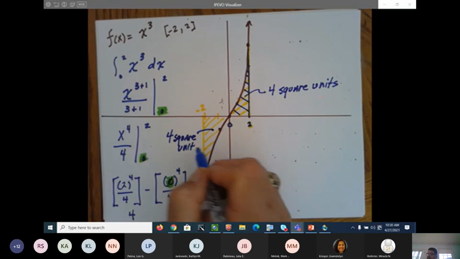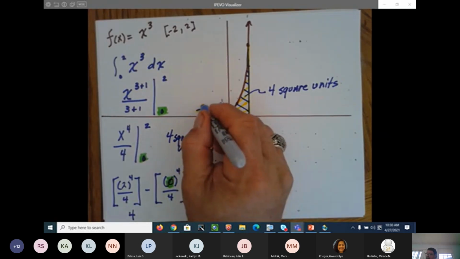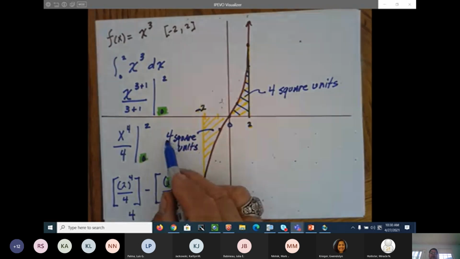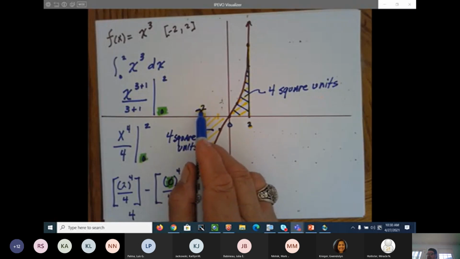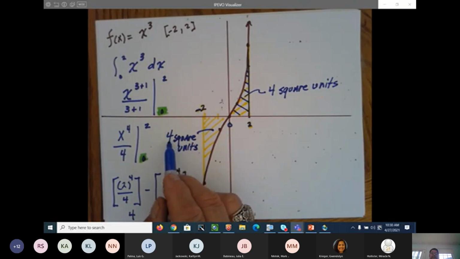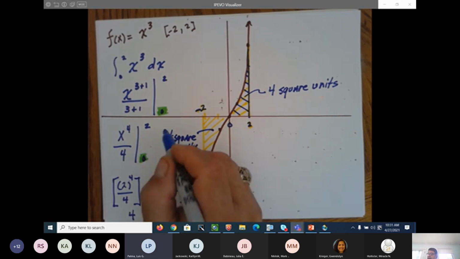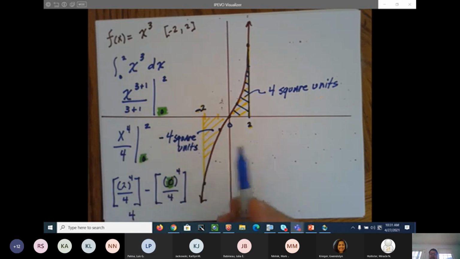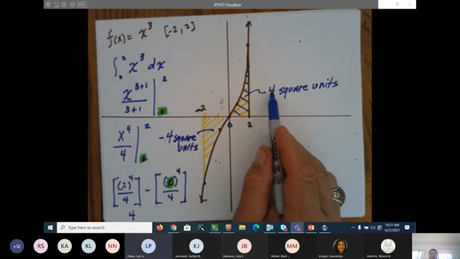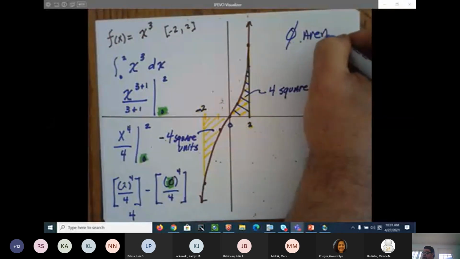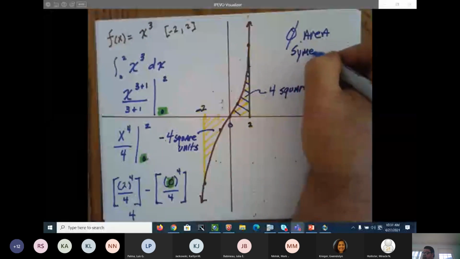But since you have a -2 right here, what is this -2 going to do to this 4? Come on, Mr. Palmer, you can do it. It's going to make it negative. Thank you. And what does the negative do to this positive? It cancels. When you get 0 area, that usually means that you got something symmetrical.